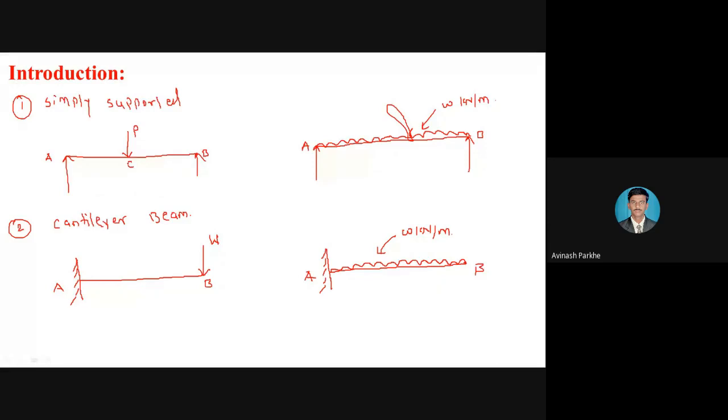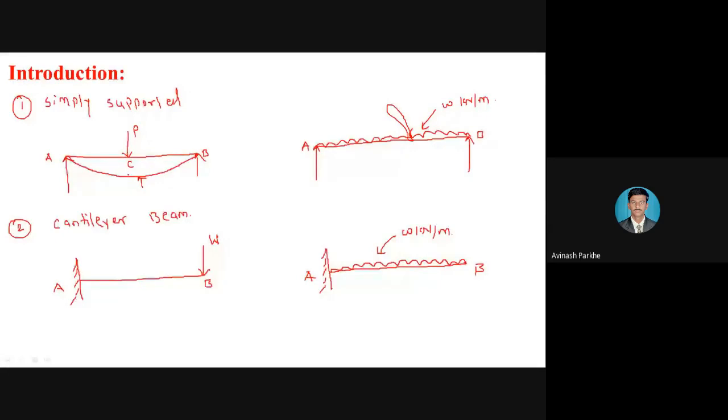So what happened? Due to the point load applied at the center, the bending of the beam is taking place in the downward direction. Whatever this curve represents, it represents the bending of the beam in the downward direction. Why is the bending taking place? Because whatever this P amount of force is applied at the center point, it is applied in the downward direction. So the bending is taking place in the downward direction.